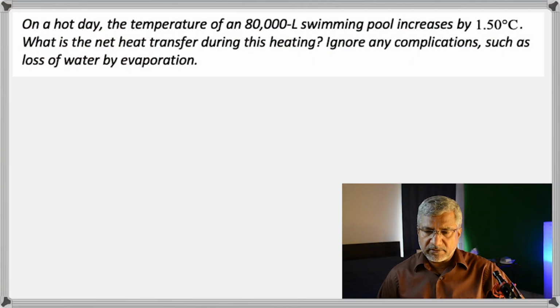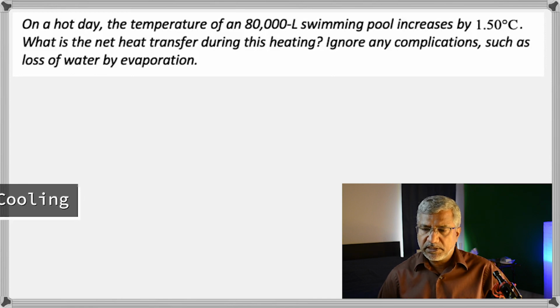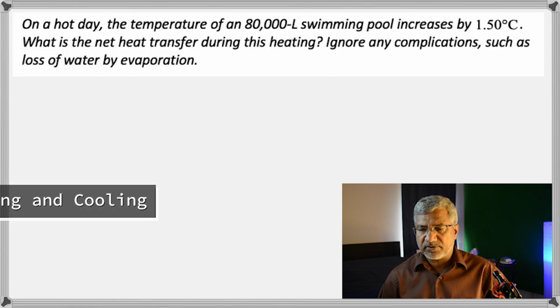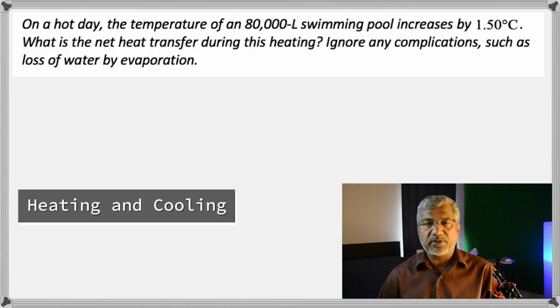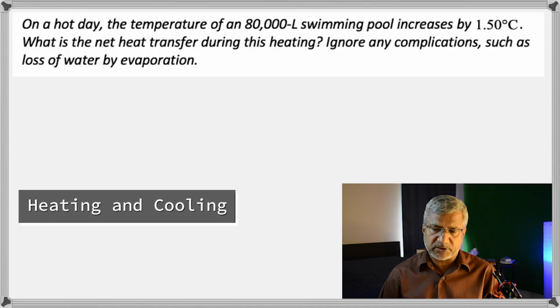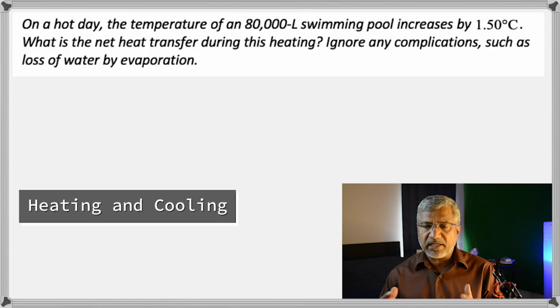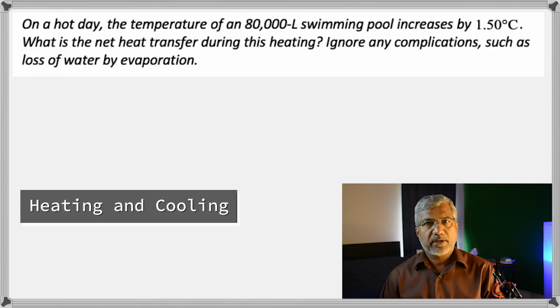On a hot day, the temperature of an 80,000 liter swimming pool increases by 1.50 degrees Celsius. What is the net heat transfer during this heating? Ignore any complications such as loss of water by evaporation. So you have an 80,000 liter swimming pool. Temperature increase is 1.50 degrees Celsius.